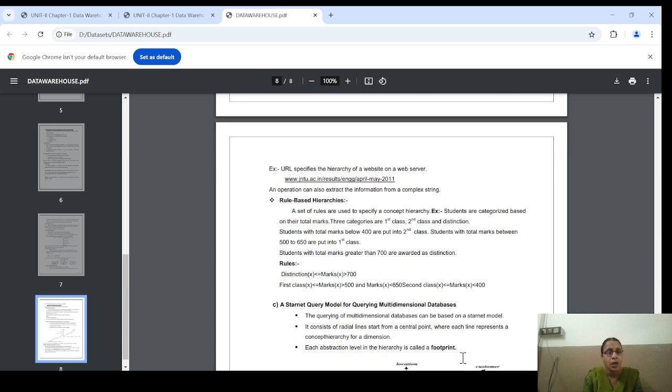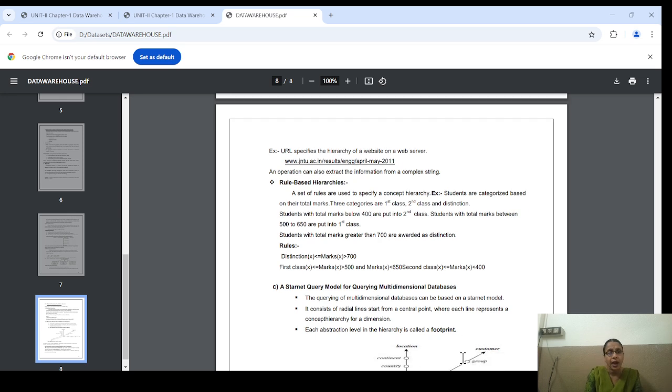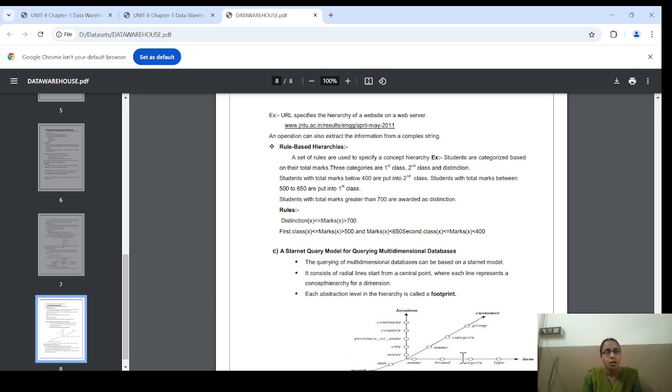Rule-based hierarchies means a set of rules used to specify a concept hierarchy. Students are categorized based on the total marks. They are categorized as first, second, and distinction. Students with total marks below 400 are put into second class. Students with total marks between 500 and 650 are put into first class. Students with total marks greater than 700 are categorized as distinction. So for rule-based hierarchies, we can write the rules like this. Distinction of x is marks of x greater than 700. First class of x is marks of x less than 850 and marks of x greater than 500. Second class of x is marks of x less than 400.